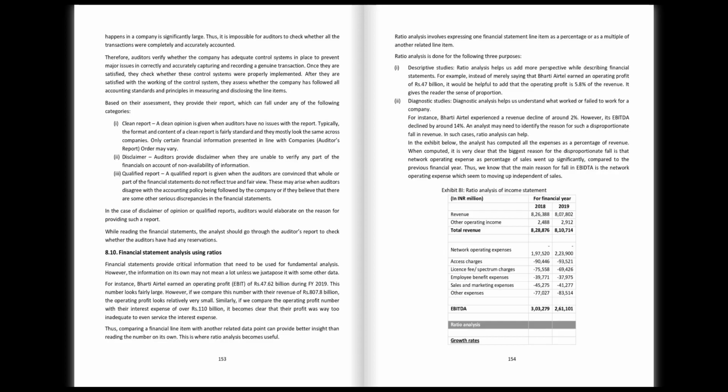In the case of a disclaimer of opinion or qualified reports, auditors would elaborate on the reason for providing such a report. While reading the financial statements, the analyst should go through the auditor's report to check whether the auditors have had any reservations. Financial statement analysis using ratios. Financial statements provide critical information that needs to be used for fundamental analysis. However, the information on its own may not mean a lot unless we juxtapose it with some other data.